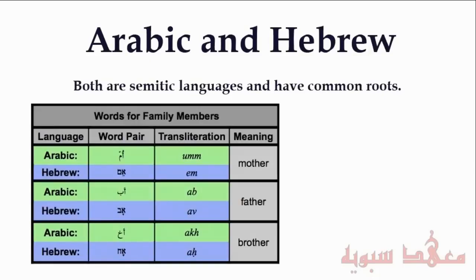We have here the word for mother, in Arabic and in Hebrew, which is very similar. Ab, av, akh, akh. So the words for father and brother also are very similar. They sound almost the same.